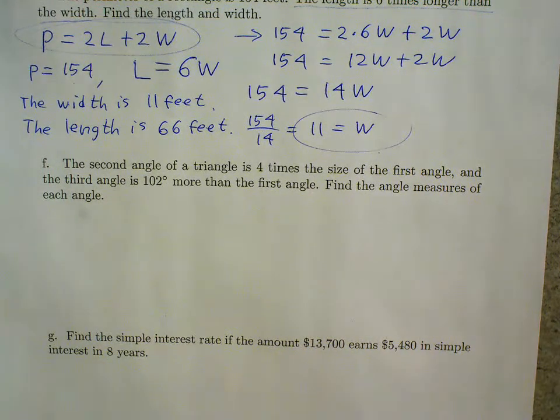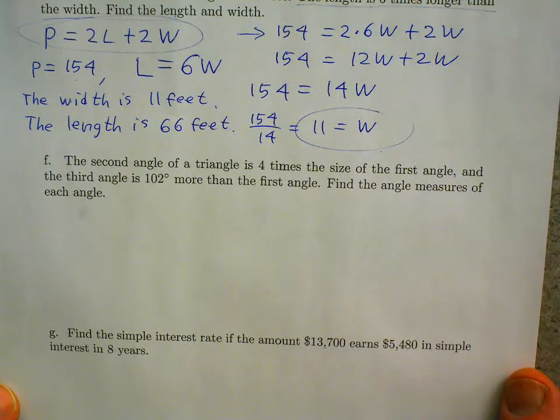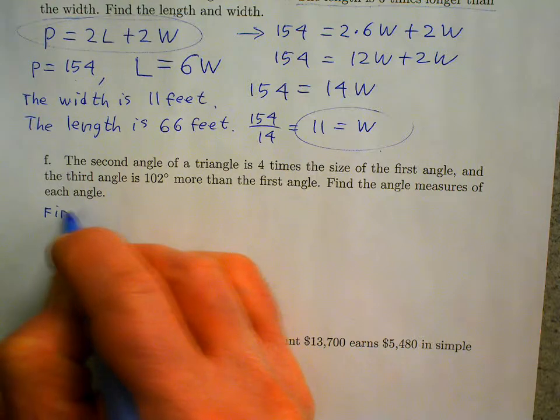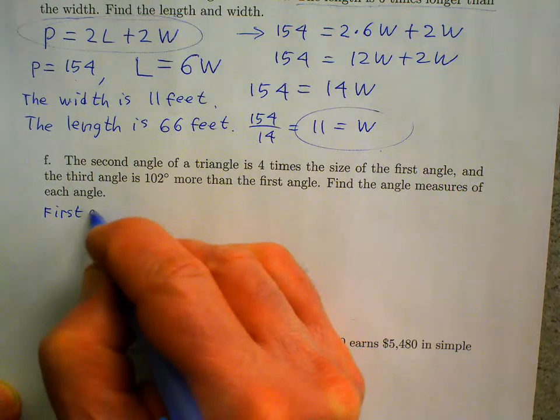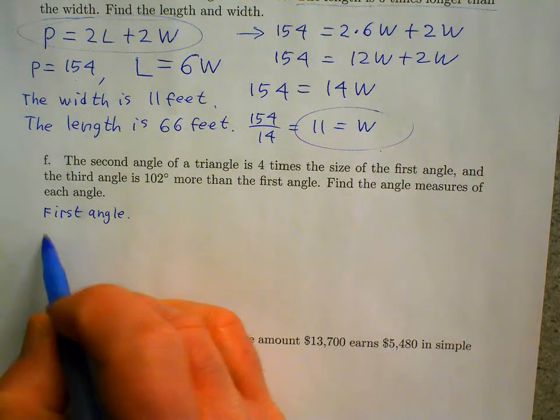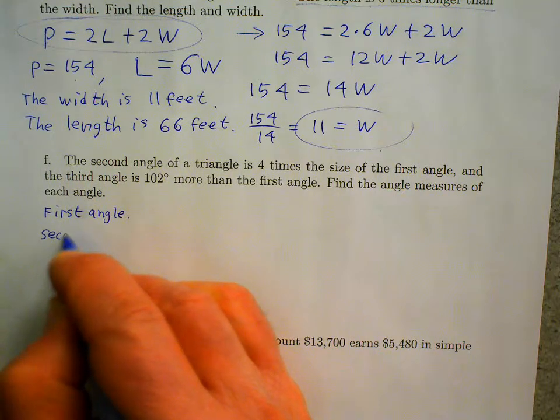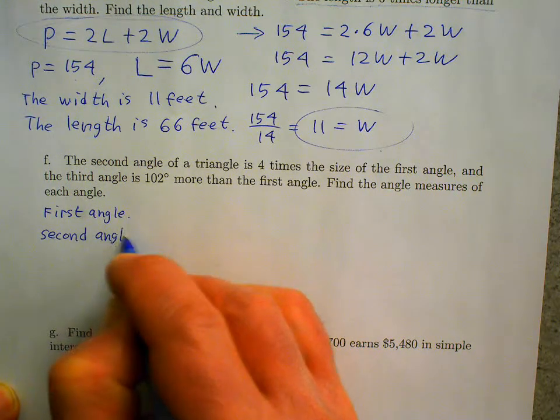The second angle of a triangle is 4 times the size of the first angle, and the third angle is 102 degrees more than the first angle. Find the angle measures of each angle. So these are angles from a triangle. So we'll write down variable expressions for the first angle, the second angle, and the third angle.